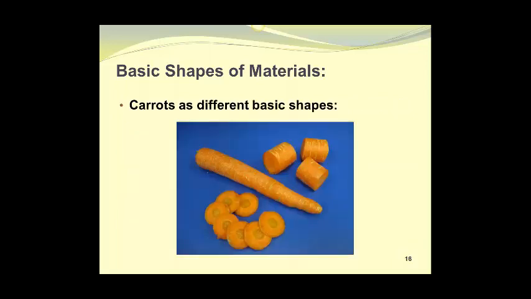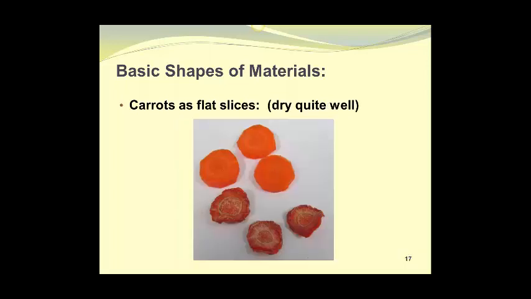Here we see carrots as the different basic shapes. The uncut carrot across the middle represents a cylindrical form. In all cases, these are unpeeled. However, I do tend to peel them for actual drying processes. In the upper right, we see large chunks of carrots which represent the spherical form, and in the bottom left, these are the flat slabs or plates, and they are fairly thin slices, which is usually the best way in which to dry carrots.